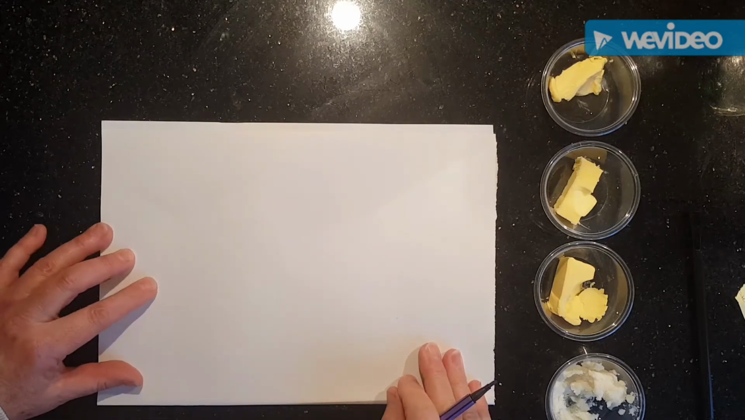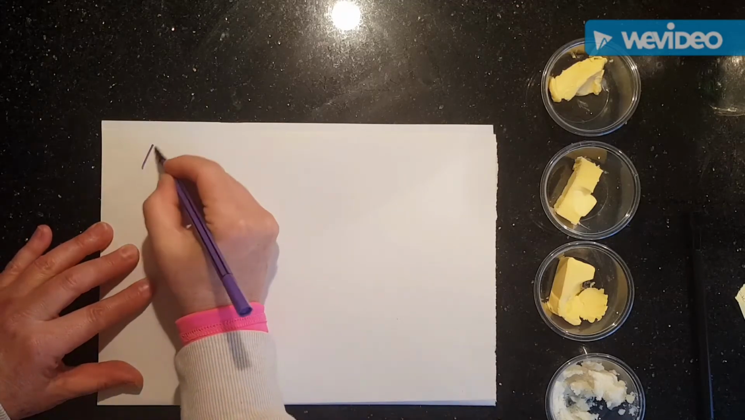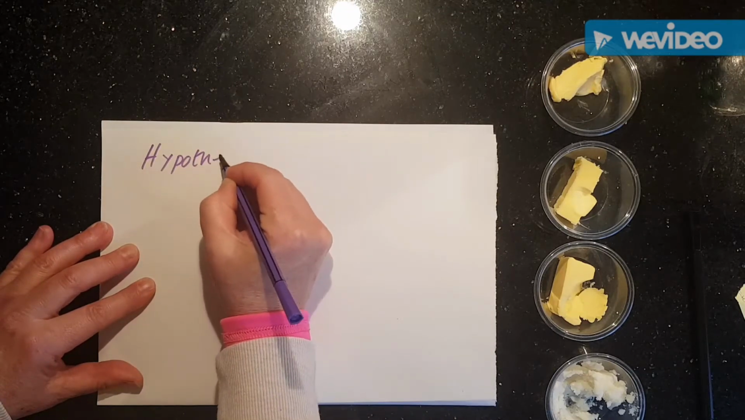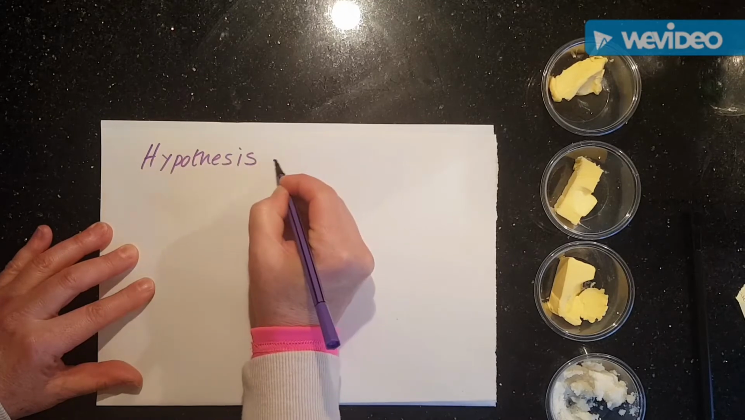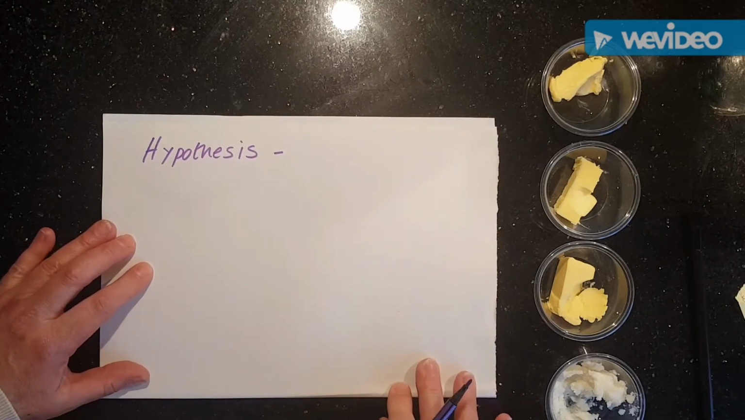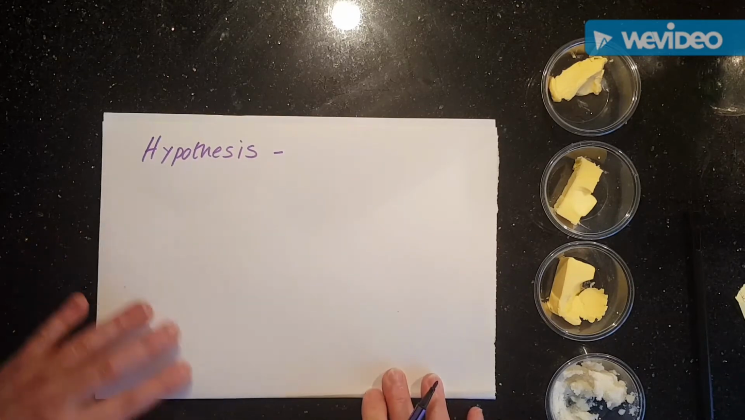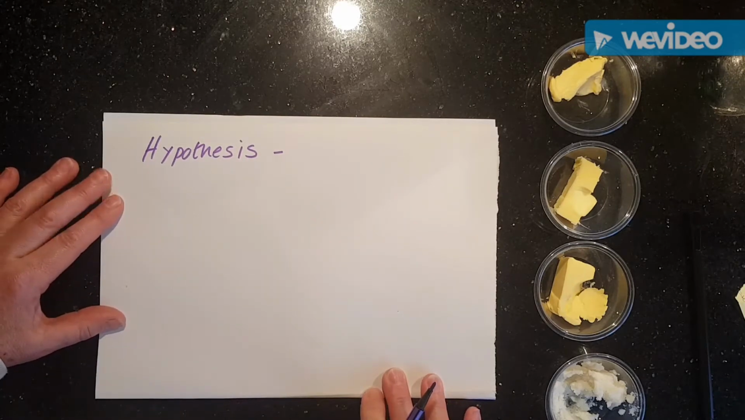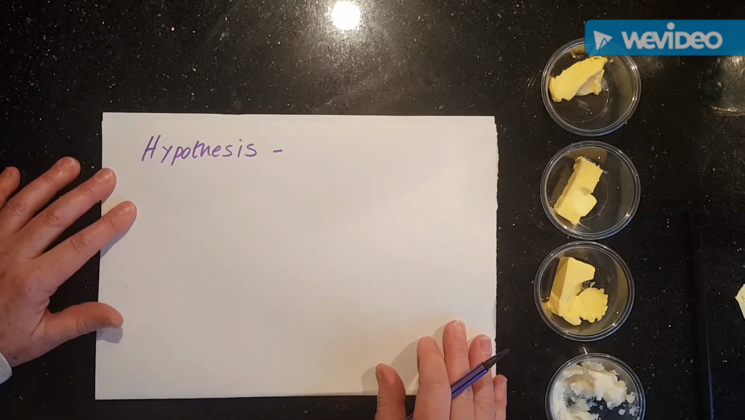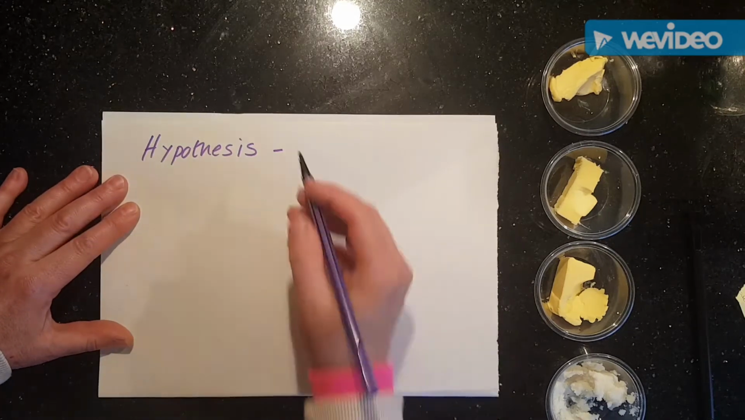After you've completed your research, you'll need to write a hypothesis. A hypothesis is what you feel will work best, so what you're trying to prove or disprove. I'm going to write a pretend hypothesis based on my research that I've carried out here.